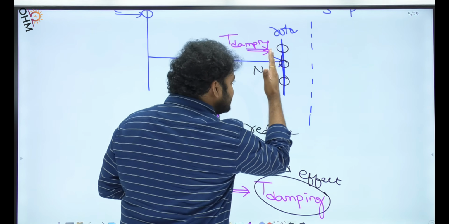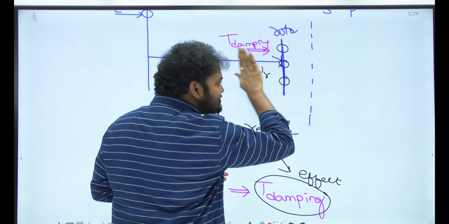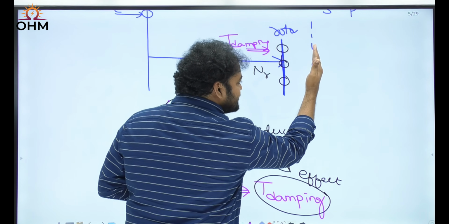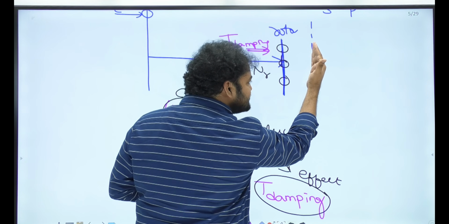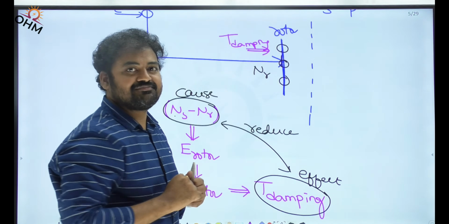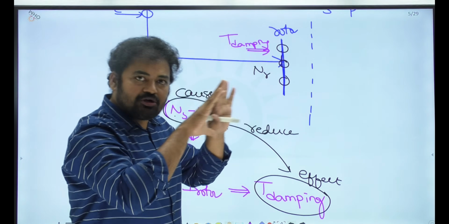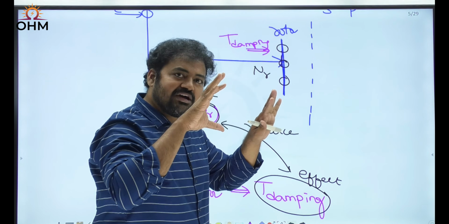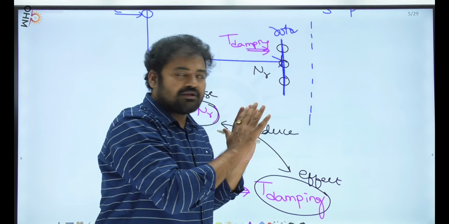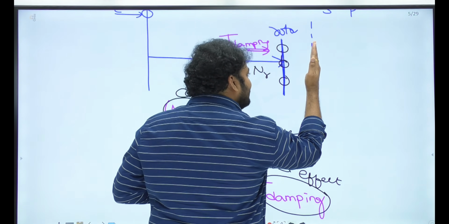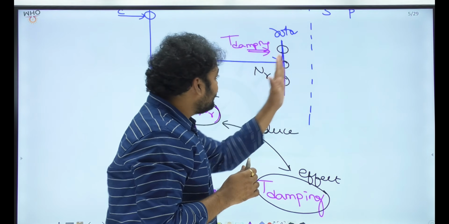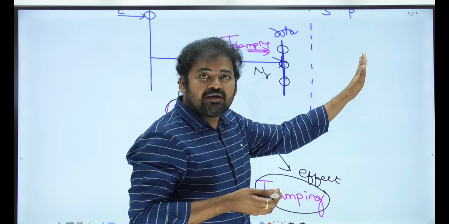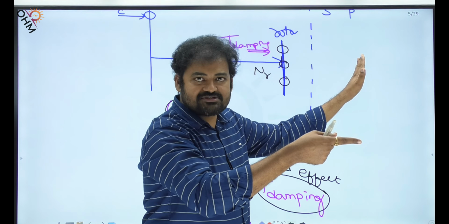Initially, damping torque is pushing the rotor slowly. The rotor will come to synchronous speed, and damping torque will become 0 here, but the rotor won't stop. Why? Because so far damping torque has been pushing it, and because of that, there is mechanical inertia in the rotor. Due to that inertia, the rotor will not stop here. The rotor will further accelerate. If the rotor accelerates further, what will happen? nr is more than ns.